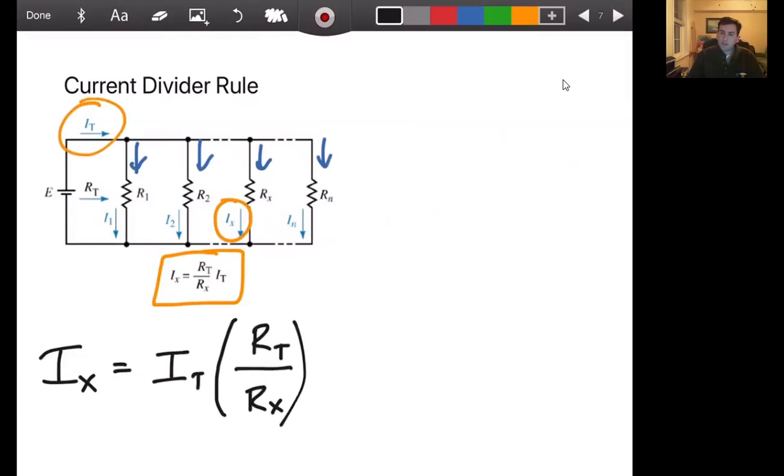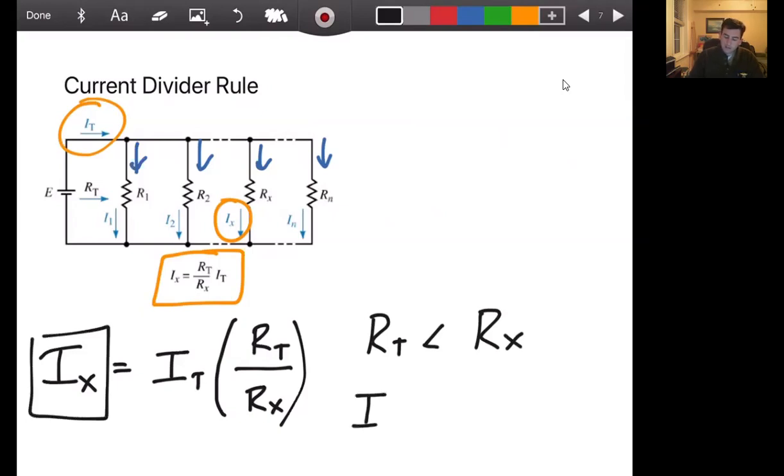As we discussed earlier, our total resistance is always going to be less than any individual component resistance. Therefore, we know that our current passing through any component X is always going to be less than our total current.